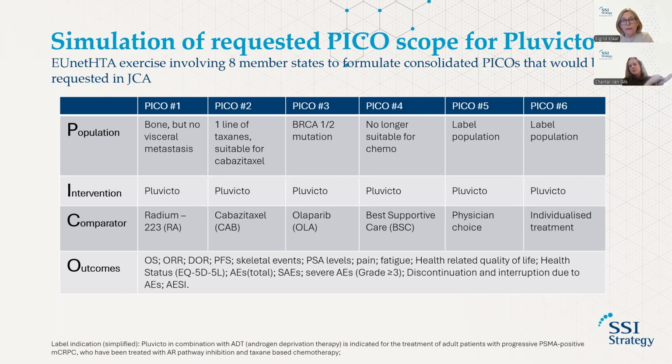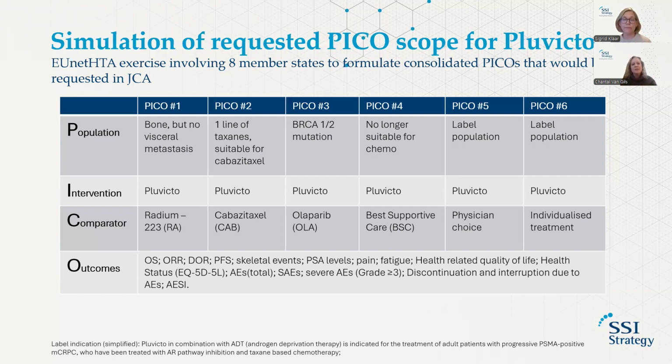And then of course intervention everywhere. The I is Pluvicto everywhere. Comparators come really from what is recommended in a label population. So the radium, the cabazitaxel, and PICO 3 is olaparib for those specific patients, and then best supportive care. And PICO 5 and 6 are interesting, and you're going to see that a lot actually. They will always request you to investigate the label population, how heterogeneous that population may be.